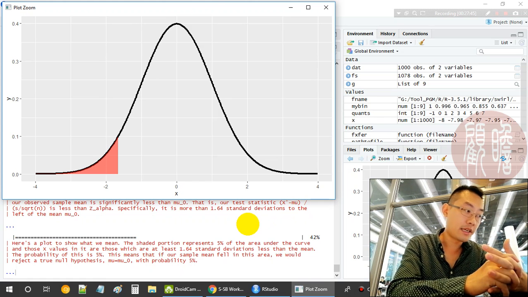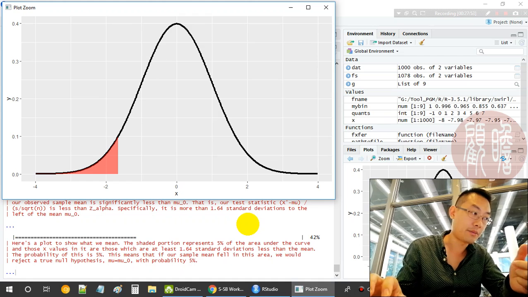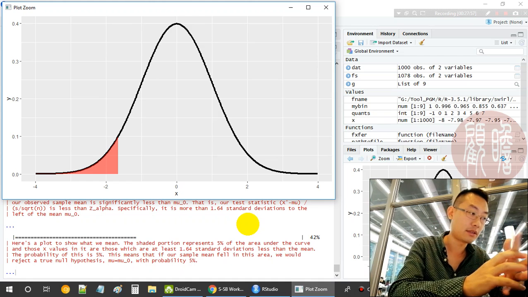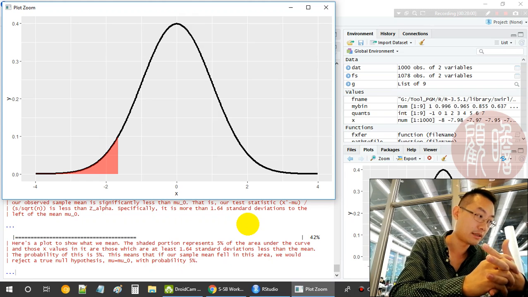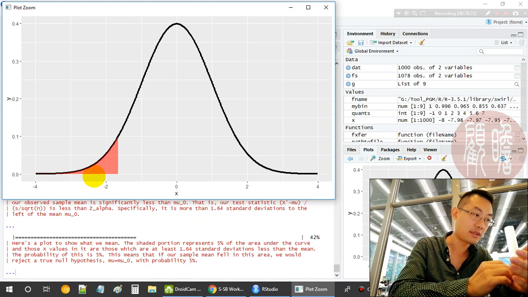So this is another tail because we have changed the alternative hypothesis. The earlier alternative was greater than, and currently it becomes smaller than, so the two areas switch places. The shaded portion is the 5% area under the curve. Those values are at least 1.64 standard deviations less than the mean. The probability of this area is 5%. This means that if our sample fell in this area, we would reject a true null hypothesis, mu equal to mu 0, with probability 5%.